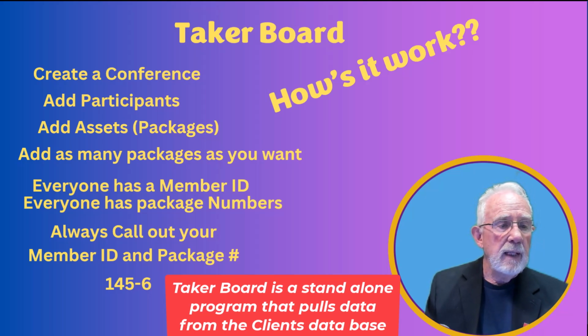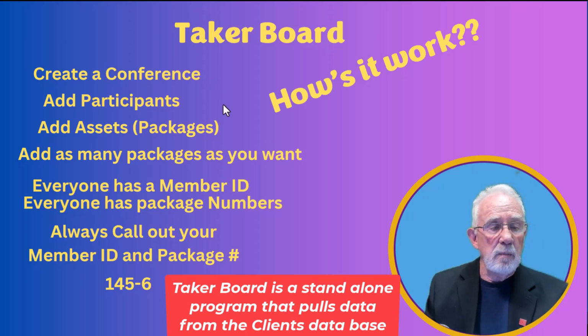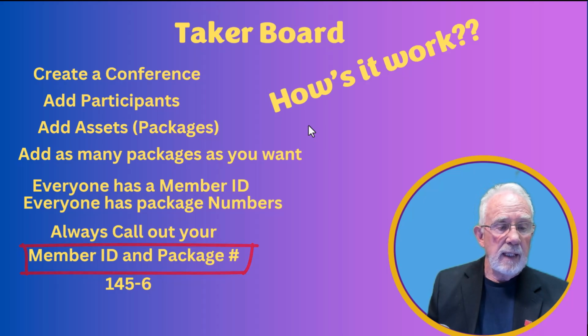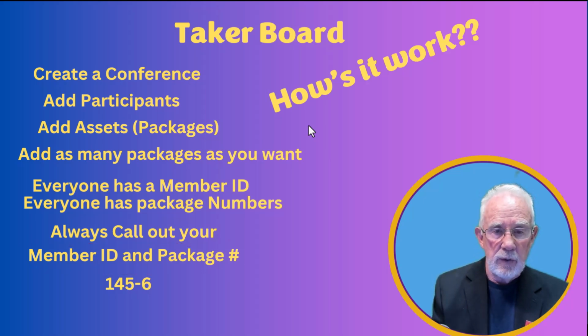And then the taker board will add participants. They will add assets, which are your packages. And you can add as many packages as you want. Now, everyone has a member ID. That's how the system works. And everyone has a package number. If you have a listing in the book, then you have a package number. If you're a member of the group, then you have a member ID. And then if you have listings in the book, then you have package numbers.